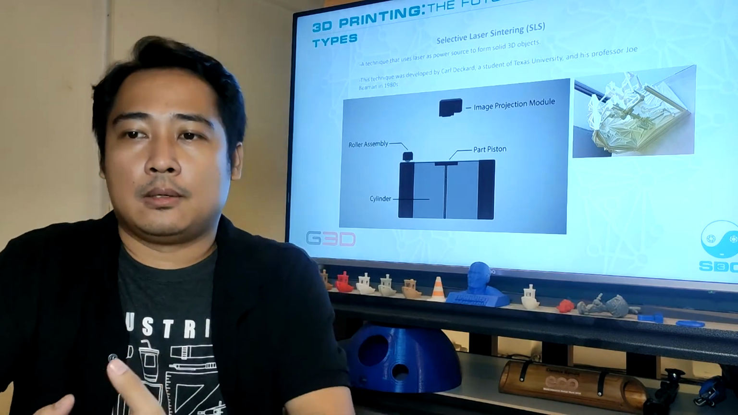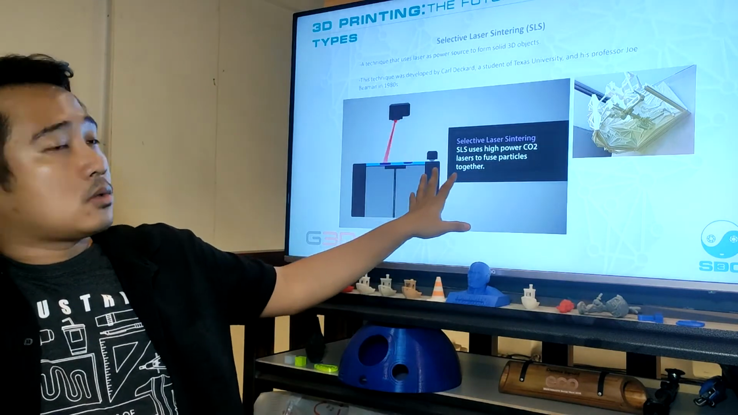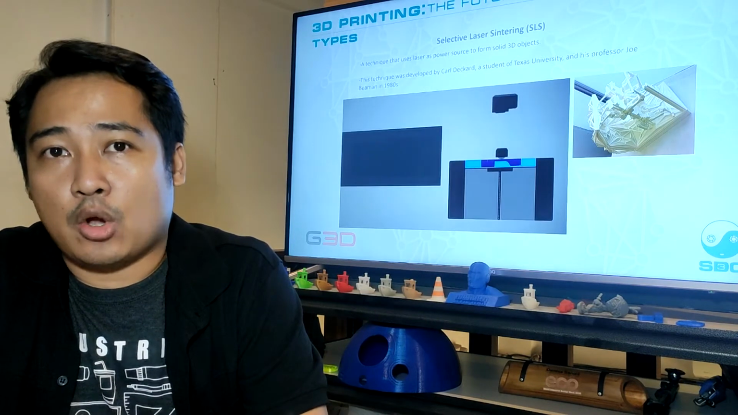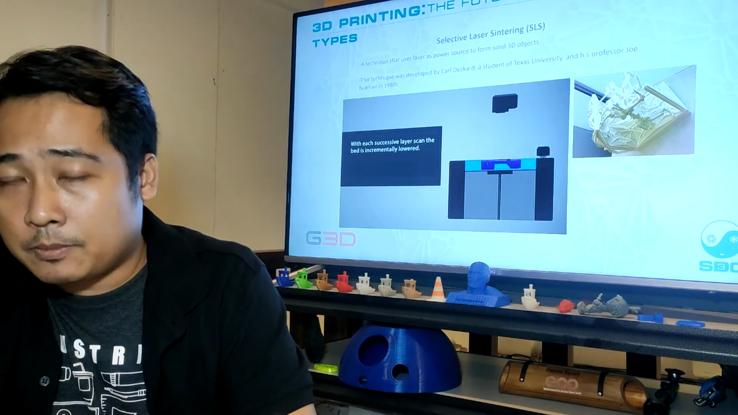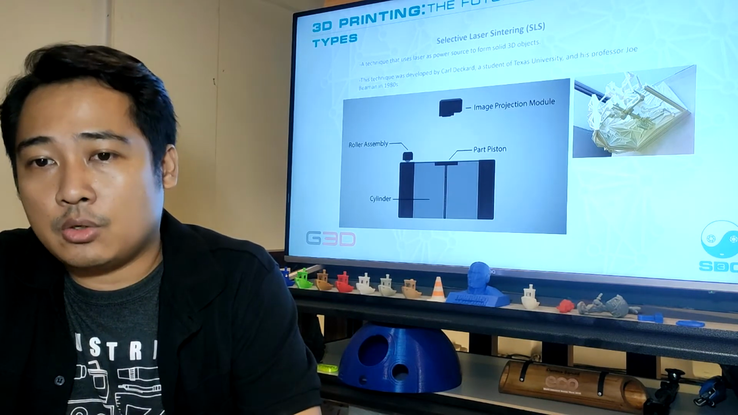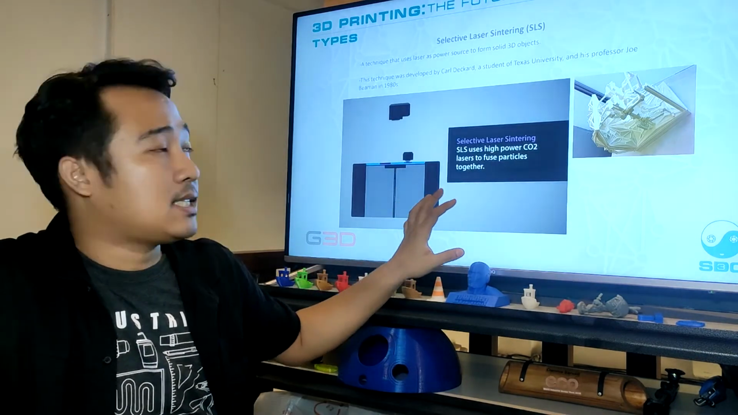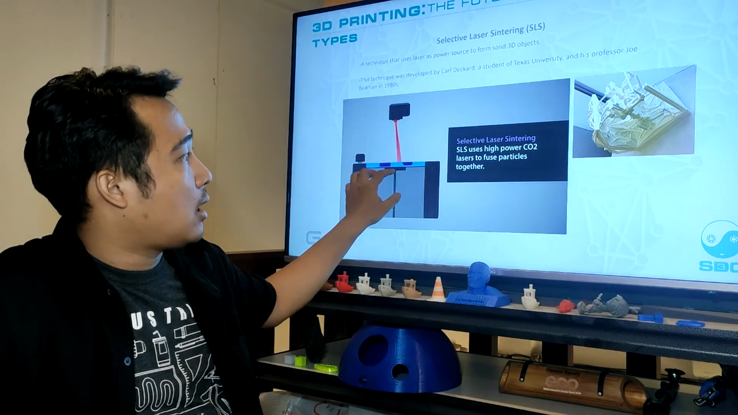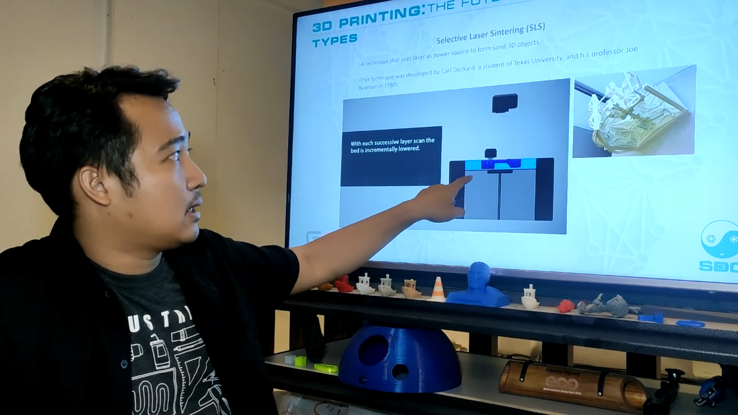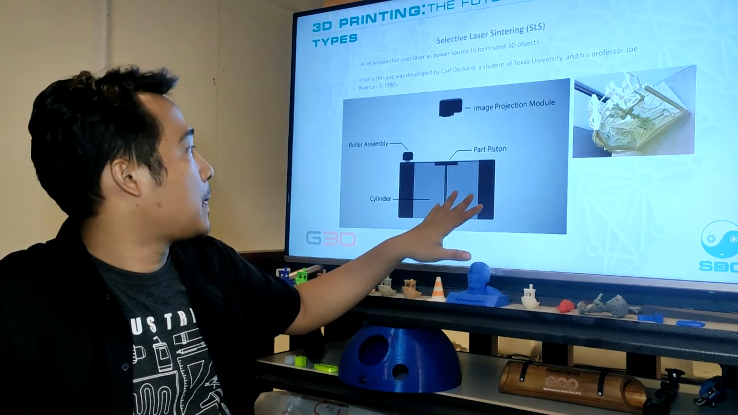So next is the selective laser sintering. A technique that uses laser as power source to form solid 3D objects. This technique was developed by Carl Deckard, a student of Texas University, and his professor Joe Beaman in the 1980s. As you can see, it's almost the same as the SLA, but this used powder. This used a powder plastic. Then the laser beams the plastic to make a form.